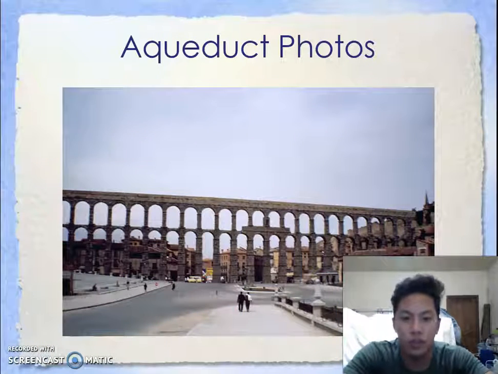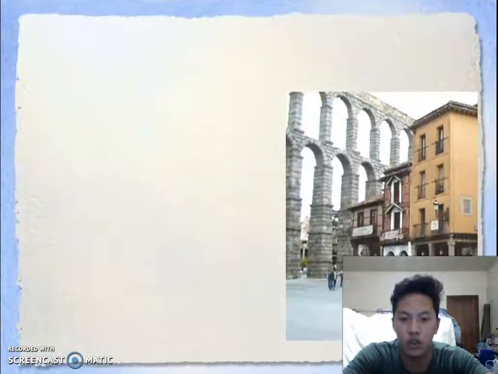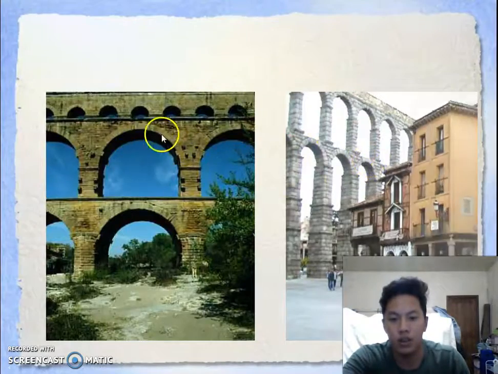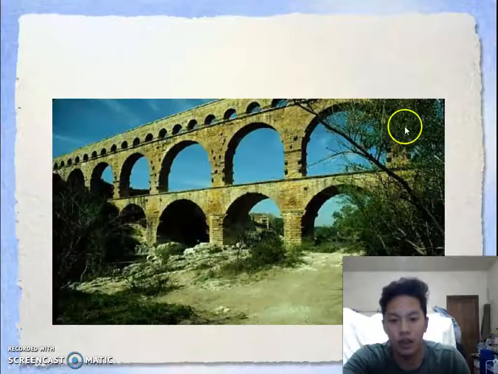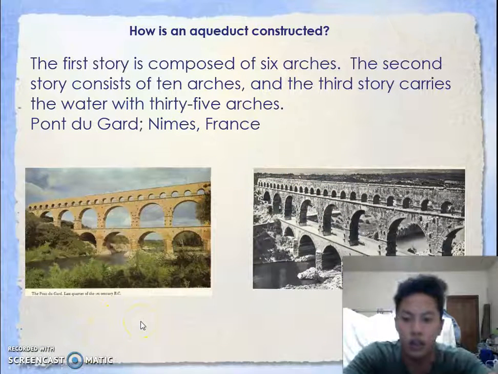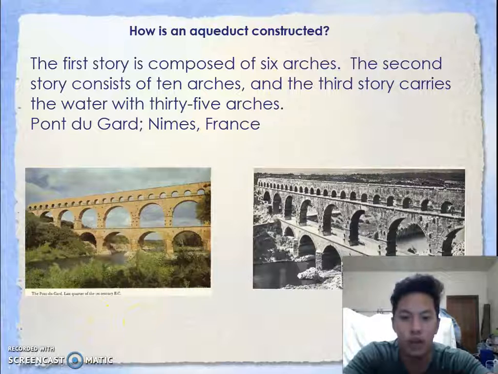This is the picture of aqueduct photos. As you can see here, this one and this one. How is an aqueduct constructed? The first story is composed of 6 arches. The second story consists of 10 arches, and the third story carries the water with 35 arches.